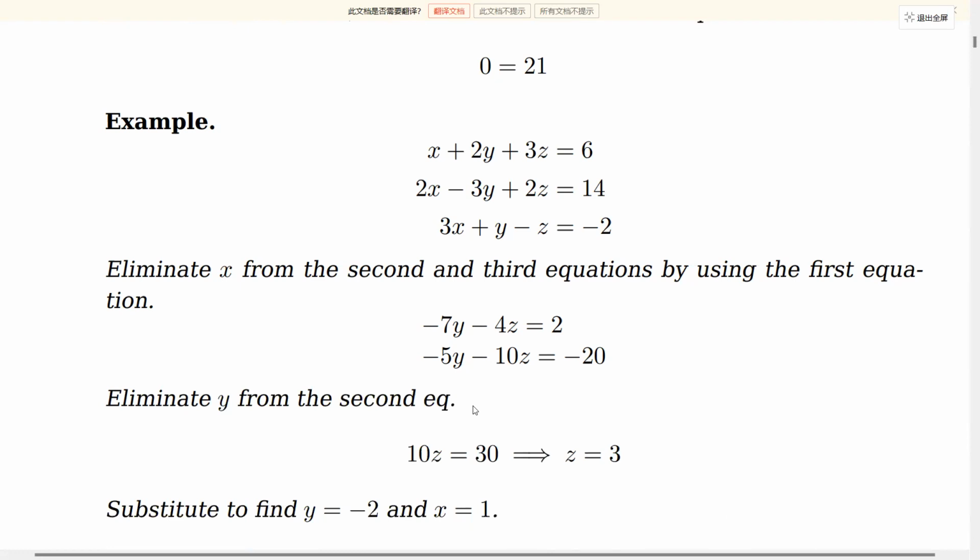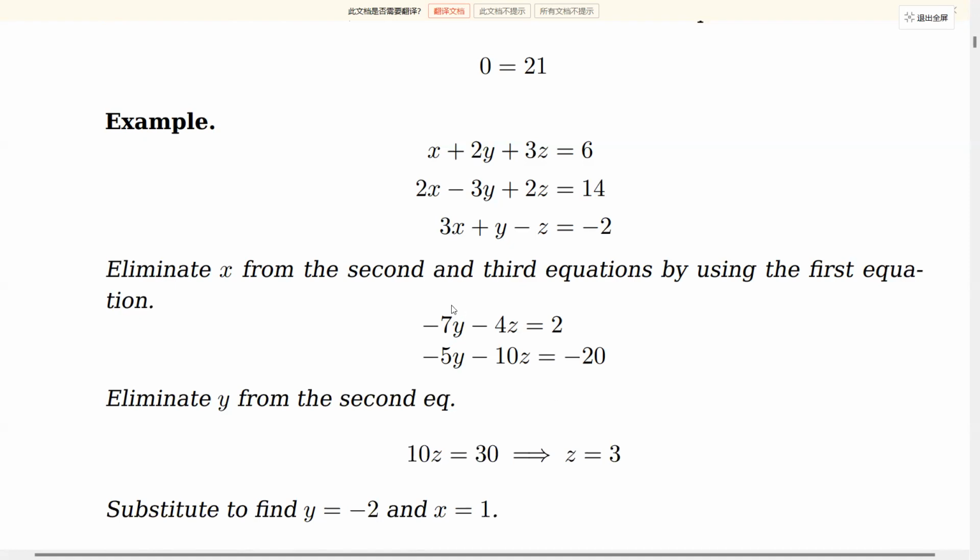And if you do that, you're gonna get 10z equal to 30. For example, we got y plus 2z equal to 4, right? So if you multiply -7 to that equation, you're gonna get -7y minus... I mean, you're gonna multiply by 7, I'm sorry. So you're gonna get 7y plus 14z equal to what? 28. Yes, 28, right? Multiplied by 7.